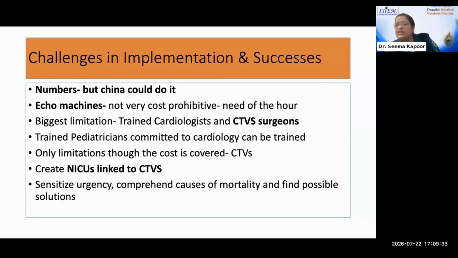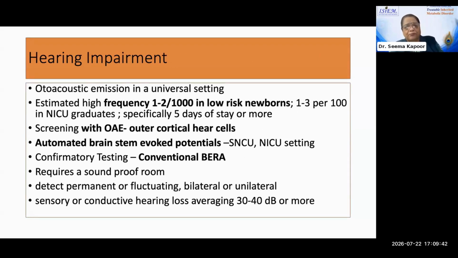And I think ICMR should actually look at creating these linkages and finding out the solutions. A very important message to Prasanna ji and his group. The last topic, which I'm going to cover, is hearing impairment.